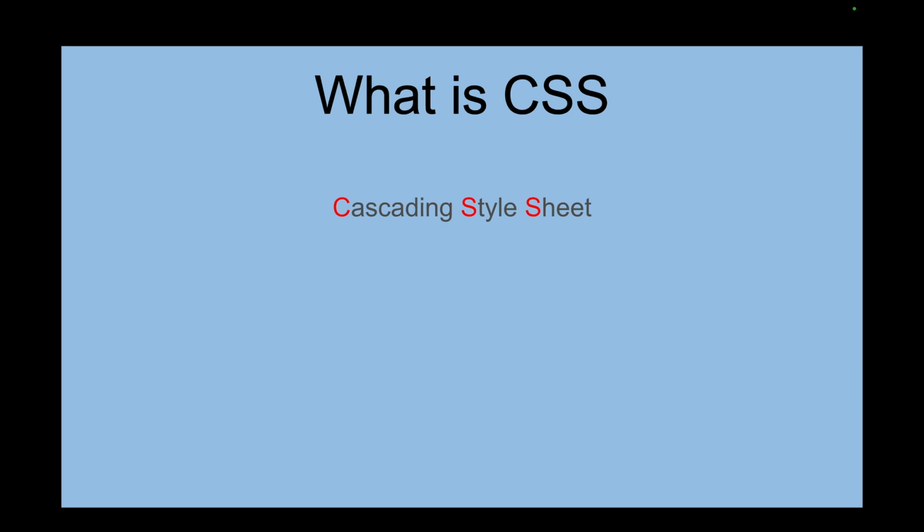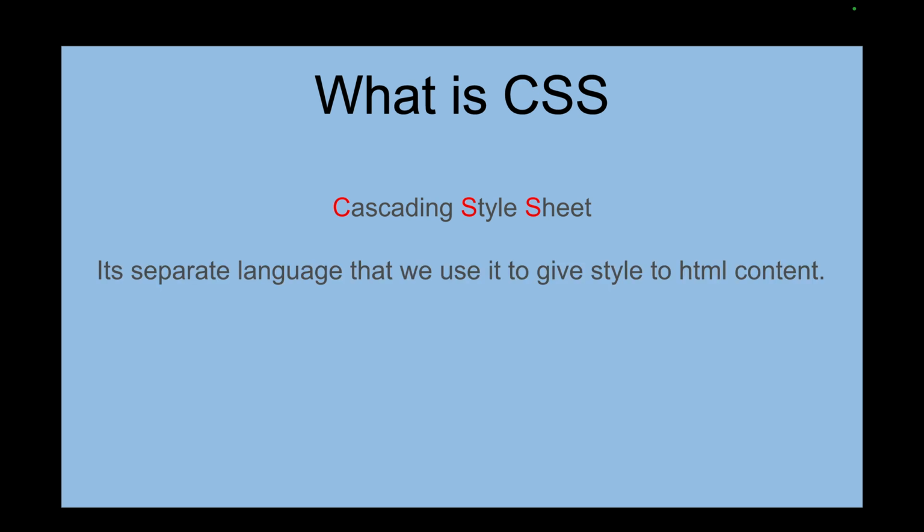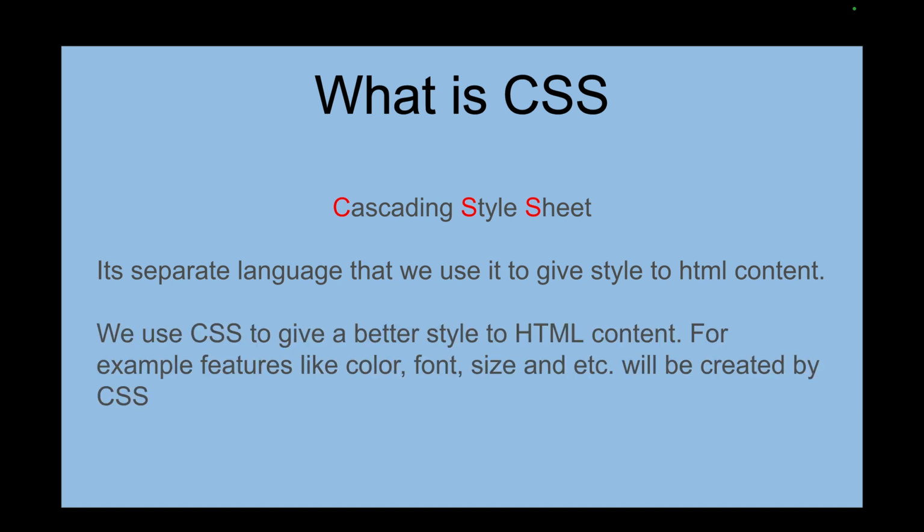What is CSS? CSS is abbreviation of cascading style sheet. It's a separate language from HTML, but it's going hand in hand with HTML, and we are using it to give a style to HTML content. We are using CSS to give a better style to HTML content. For example, features like color, font, size, and etc. will be created by CSS.